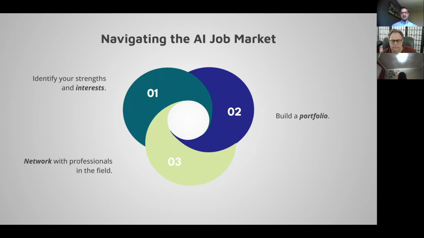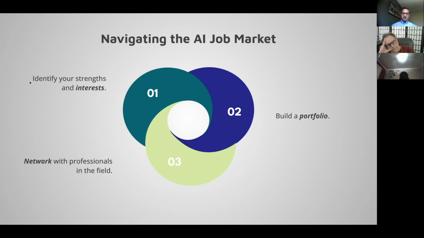Navigating the AI job market. I purposefully made this slide very simple because I just wanted to highlight three words of interest. Identify your strengths and interests, what you are really interested in, whether you're interested in computer vision, NLP, enterprise data, or whatever. Just find what you're interested in and build your career or transition into that area.